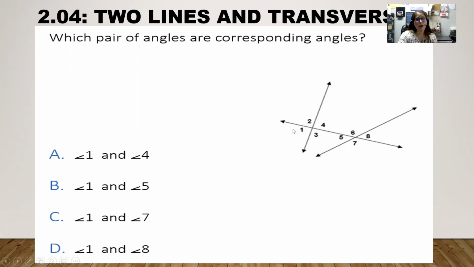Answer choice B, angle 1 and angle 5, okay, they're both on the same side of the transversal and they're both to the left of those lines. So our answer would be answer choice B, okay.